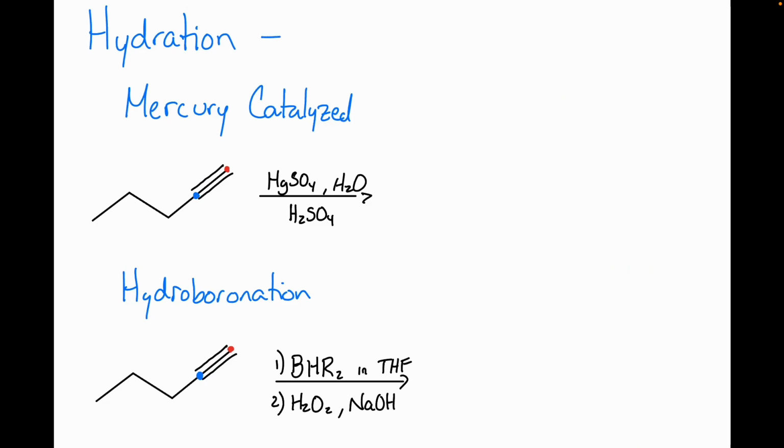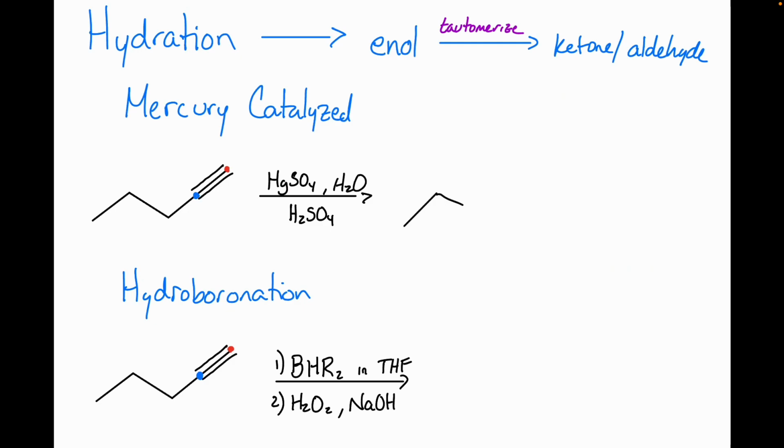All right, so remember these reactions, similar to hydration of alkenes, they did first produce alcohols, what we called enols, but then remember enols will tautomerize into either ketones or aldehydes. So those are the products of our hydration reactions of alkynes, either ketones or aldehydes, depending on your alkyne.